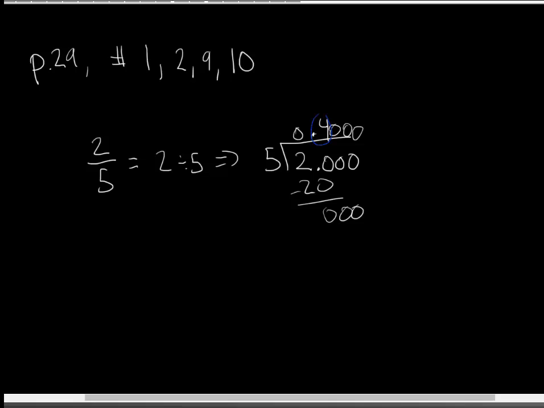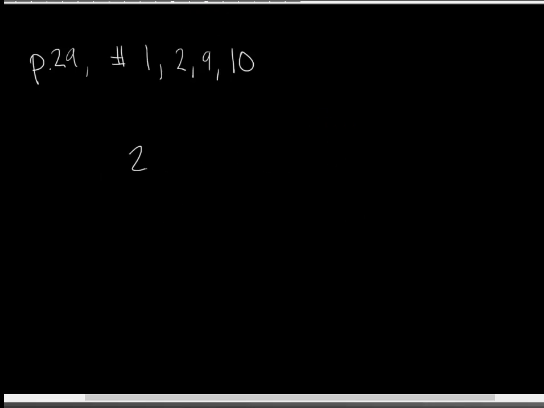This is our answer. 2/5 is equal to 4/10 or 0.4. Divide the numerator by the denominator. That's the key. Moving on to number 2, we've got 2 and 1/8. We're going to do the exact same thing.